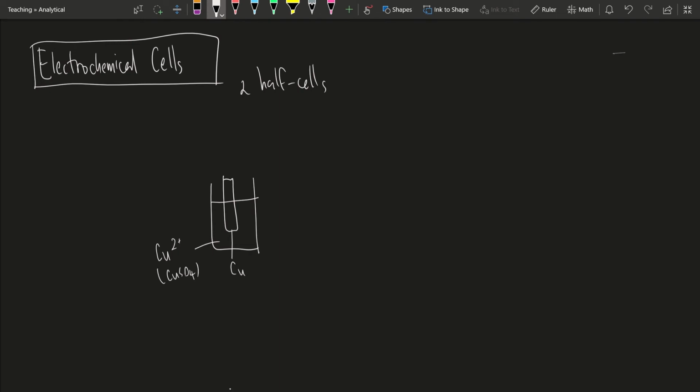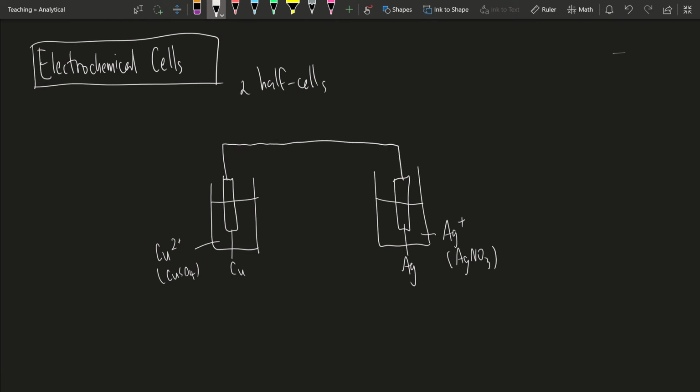The second half cell is going to be silver, of course. So this is the metal, and that's the solution, and this is silver, and this is silver ion, like maybe silver nitrate, depends. So you have 2 half cells. Now you're gonna need to connect them together to have the electricity or the electron flows. So you need to connect it with the electrical wires. So this is the electrical wire.